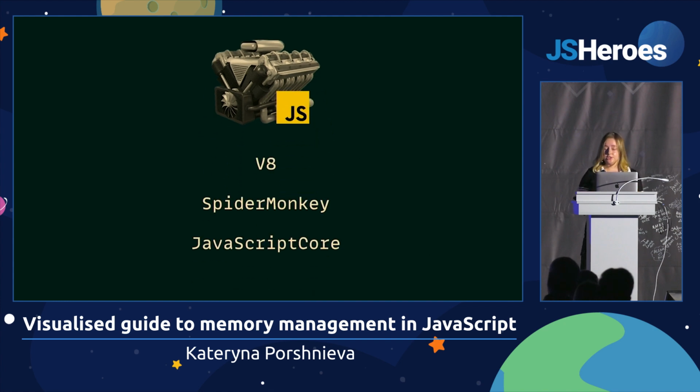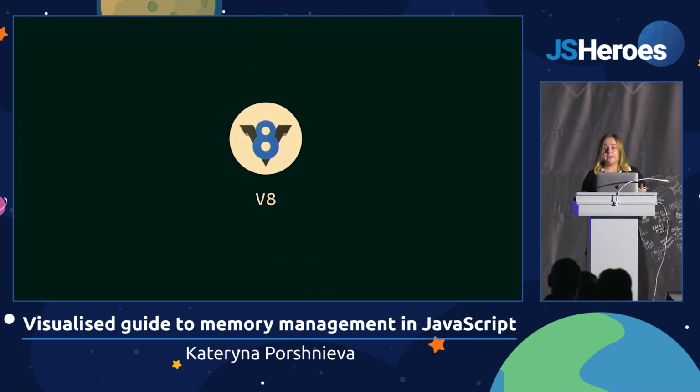There are a lot of different engines out there. For example, V8 that is developed by Google, SpiderMonkey that is used in Firefox and developed by Mozilla, and JavaScriptCore, which is part of WebKit and is used in Safari, developed by Apple. This talk will mainly focus on V8 because it's arguably the most popular of them all, but a lot of the core principles still work the same in other engines as well.